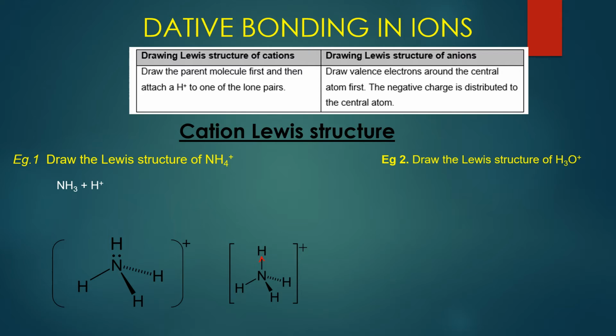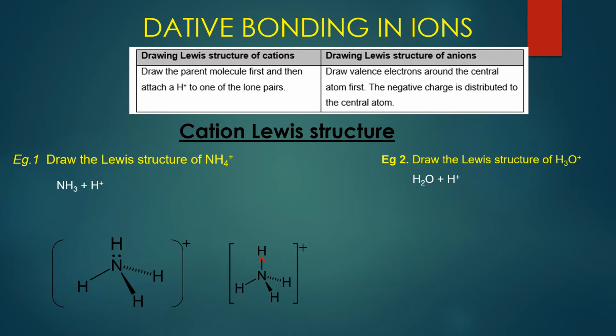Next, let's see how we are going to draw the Lewis structure of the hydronium ion. Once again, when we are drawing the Lewis structure of a cation, keep in mind we are drawing the Lewis structure of the parent molecule first and then attaching the parent molecule with the H plus. The H plus is a proton which doesn't have any electrons, which is why it needs two extra electrons to make it stable. So the parent molecule in the hydronium ion is water, which will combine with the H plus.